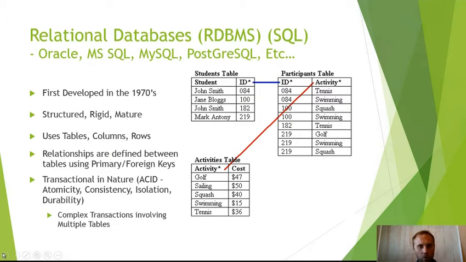Relational databases, also known as Relational Database Management Systems, or SQL, come in several flavors. Commercially, there's Oracle and Microsoft SQL, and then there are some open source variations, MySQL and Postgres. It was first developed in the 70s, so it's pretty mature by now. It's described more as structured and rigid, using tables, columns, and rows to store data. There are relationships defined between the tables using primary and foreign keys. And it's transactional in nature, so you can have complex transactions that involve updating multiple tables.